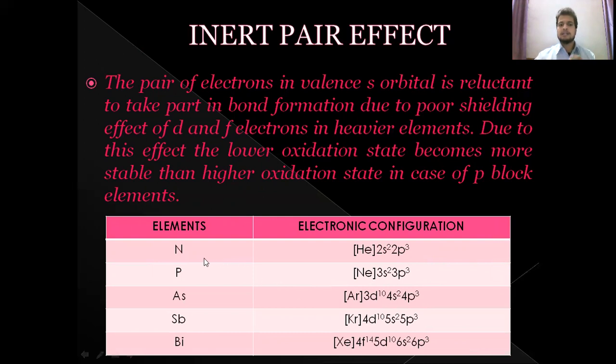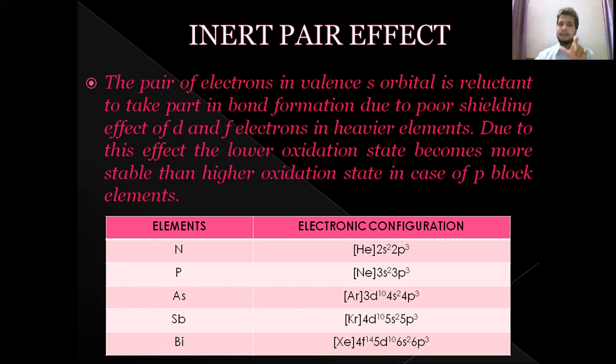If you see nitrogen and phosphorus, which are second period and third period elements, there is no D electron or F electron in these periods. So remember that whenever we call it the inert pair effect, this effect happens after the third period, starting from the fourth period: fourth, fifth, and sixth. Why fourth, fifth, and sixth? Because inert pair effect is a phenomenon which happens in the P block.